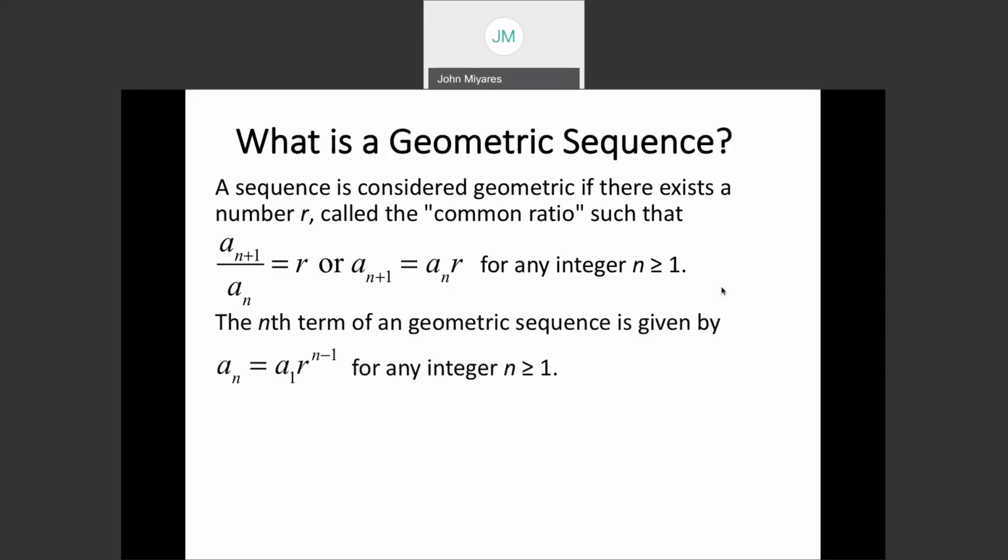The nth term of a geometric sequence can be given explicitly by the formula a sub n equals a sub 1 times r to the n minus 1 power, where n is greater than or equal to 1. Here are a couple of examples of geometric sequences we've worked with already. In the first one, the common ratio is 2, and in the second one, the common ratio was -3.